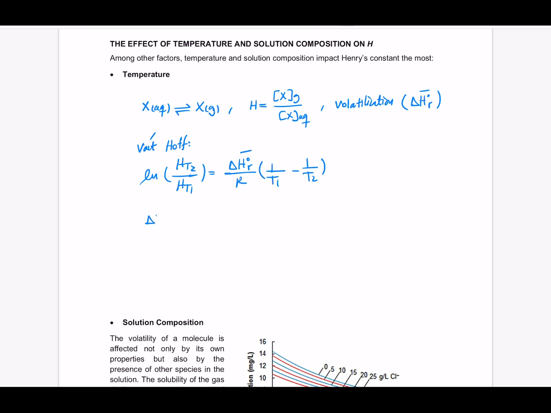So what is the delta H standard of volatilization? Is it exothermic or endothermic? Do you need to apply heat to evaporate, or do you consume heat? So you apply heat. So basically it's always positive. It's always endothermic. Therefore, if this is positive, and T2 is bigger than T1, so we increase the temperature from T1 to T2, then this part would also be positive.